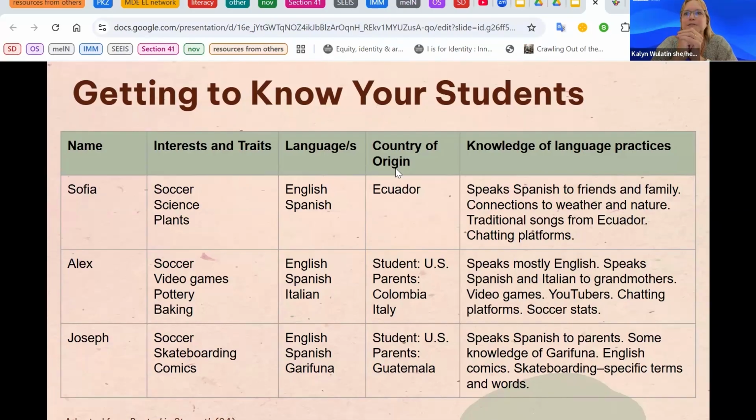A big thing to stress for everyone out there when you're advocating is, of course, we want students to be fluent in English. We want them to be literate in English. We want them to be successful in U.S. school. Sure, of course we do. But we don't do that by eradicating any other languages. We do that by honoring their full linguistic repertoire.